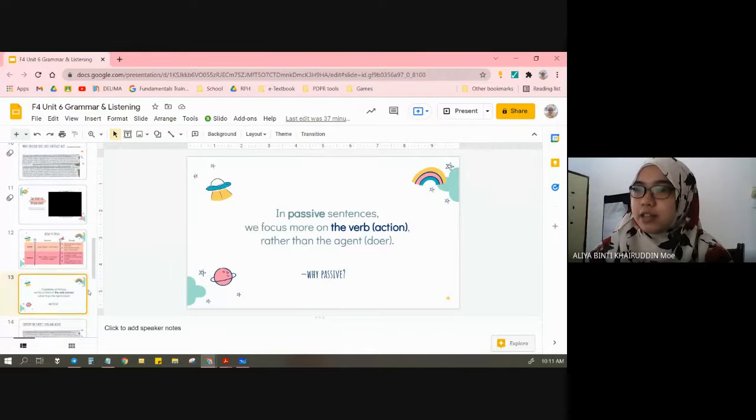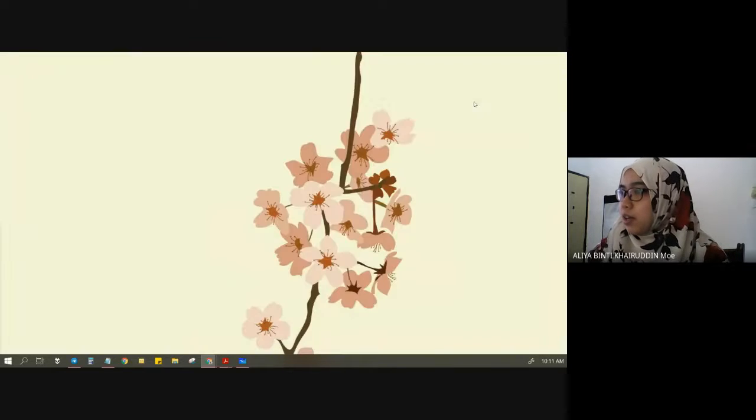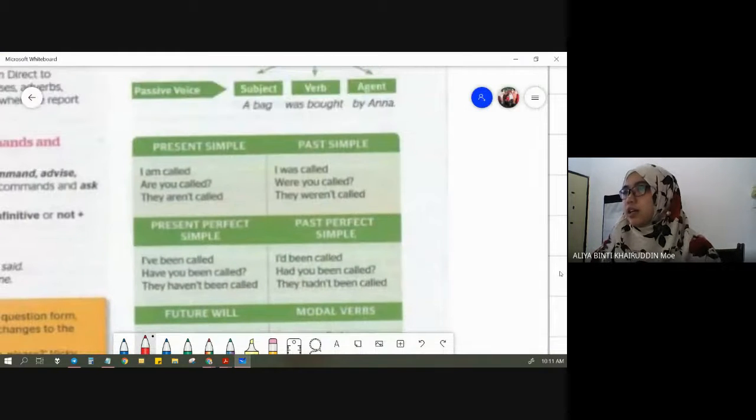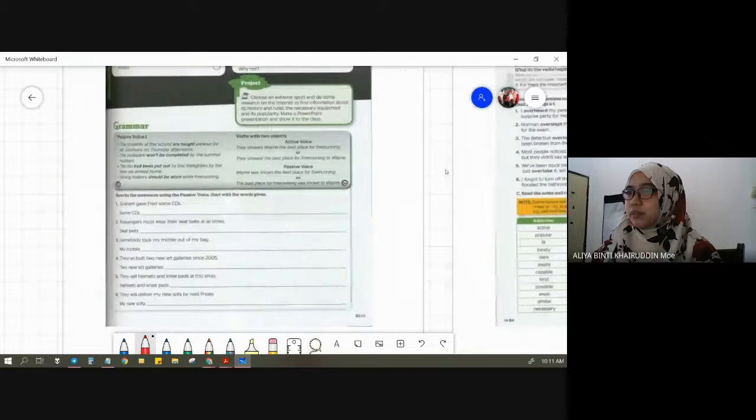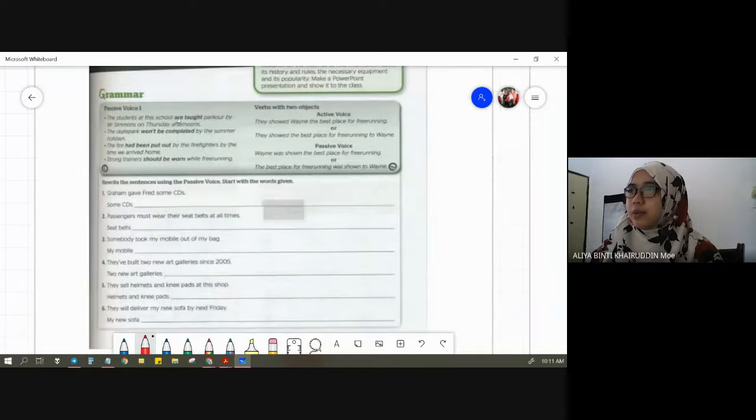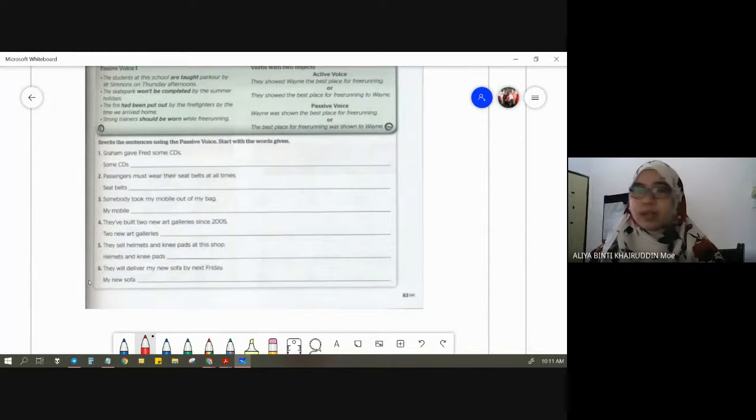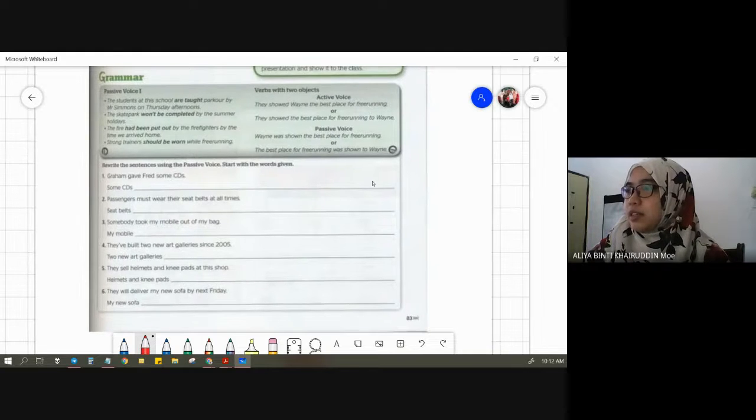All right, now look at your textbook, page 83. Yes, 83. Okay, so I have covered this one. Now for questions number 1 until number 6, these are all active sentences. Now, we need to change these into passive voice. All right. Okay, start with the words given.